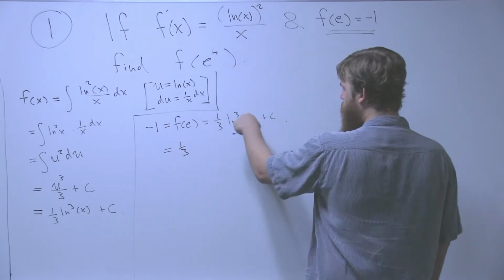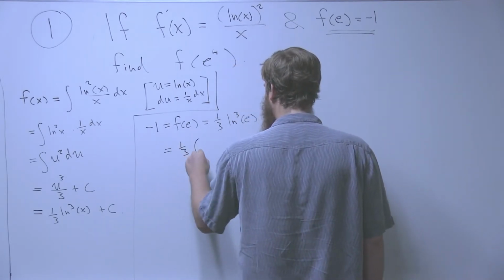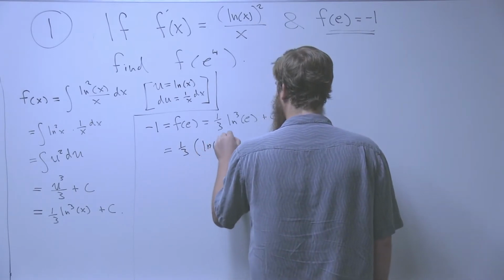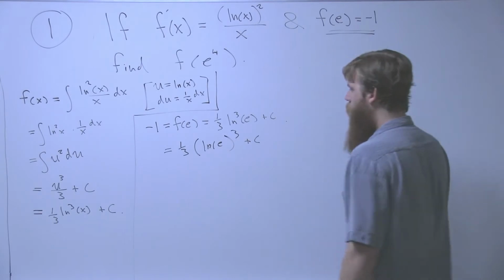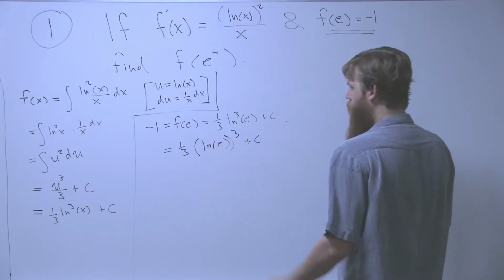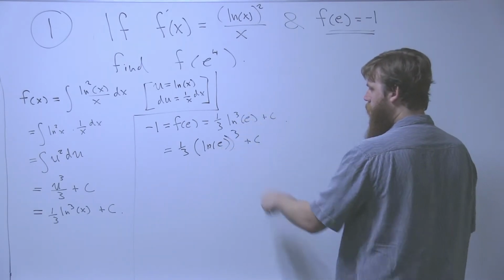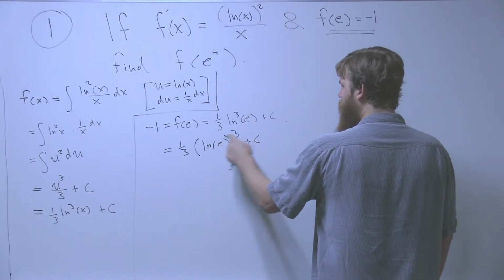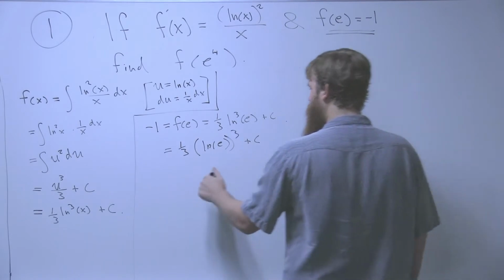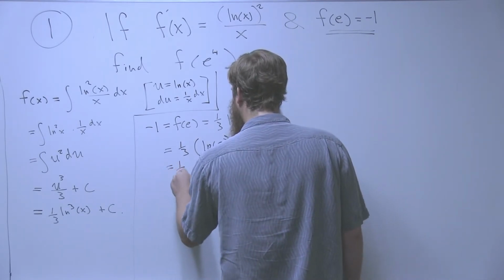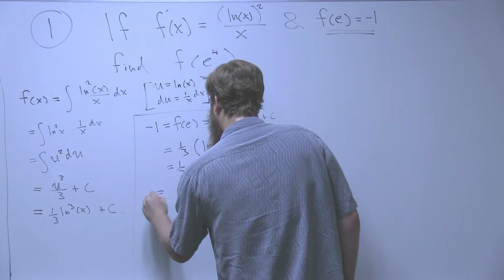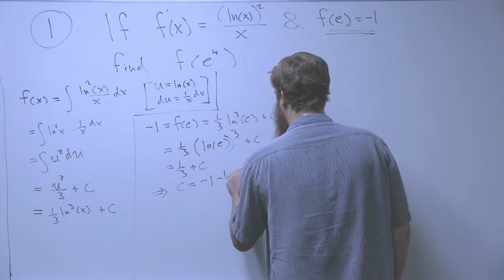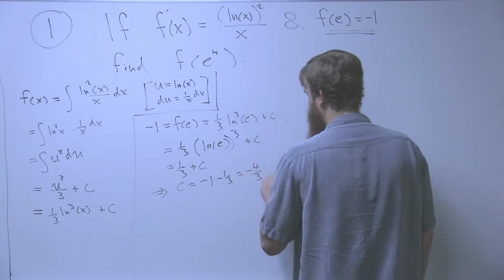It might be useful, since this notation is new, to go back to the starting notation so you don't get confused. These are just saying the same thing, changing one notation back to the other. The natural log of e is 1. 1 cubed is 1. 1/3 times 1 is 1/3, so this simplifies to 1/3 plus c, which implies c is equal to -1 minus 1/3, which is -4 over 3.